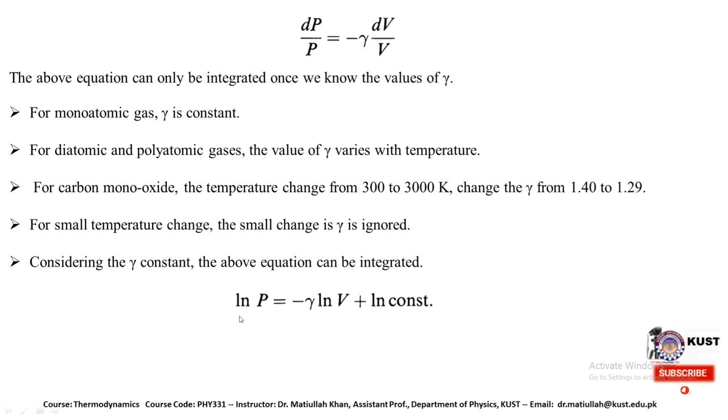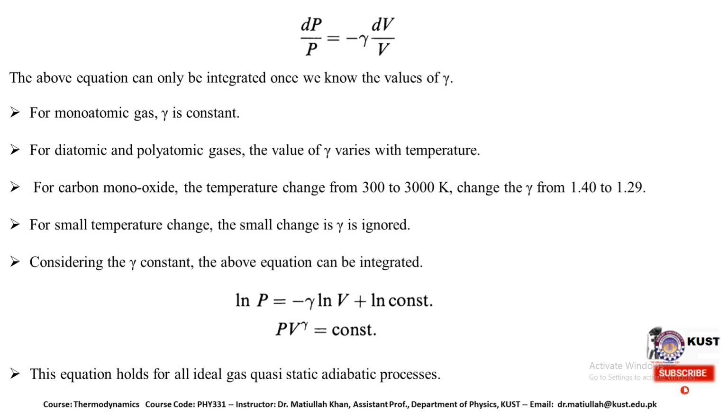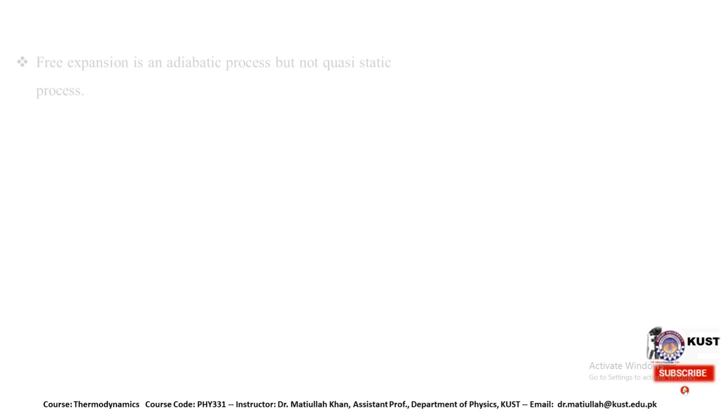So it will be natural log of p equal to minus gamma natural log of v plus a constant quantity. If we move the gamma to the other side and remove the natural log, it will be p v to the power gamma equal to a constant quantity. This is the equation that holds for all ideal cases in the quasi-static adiabatic process.